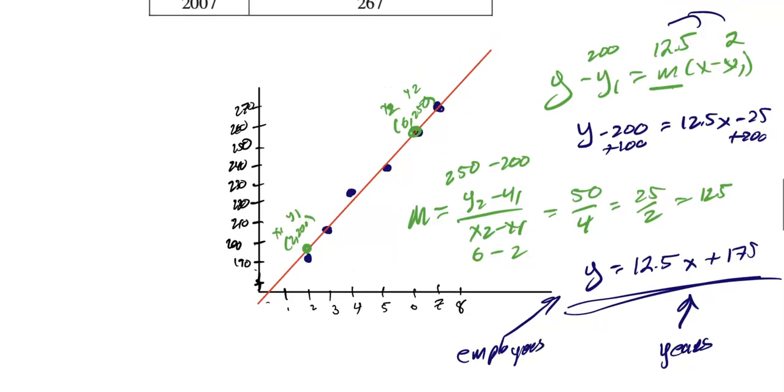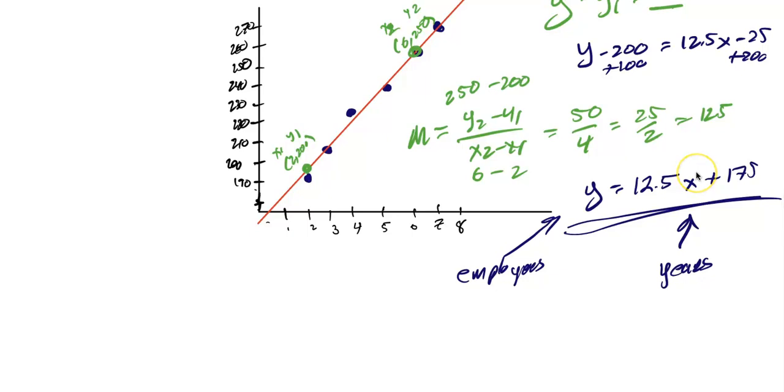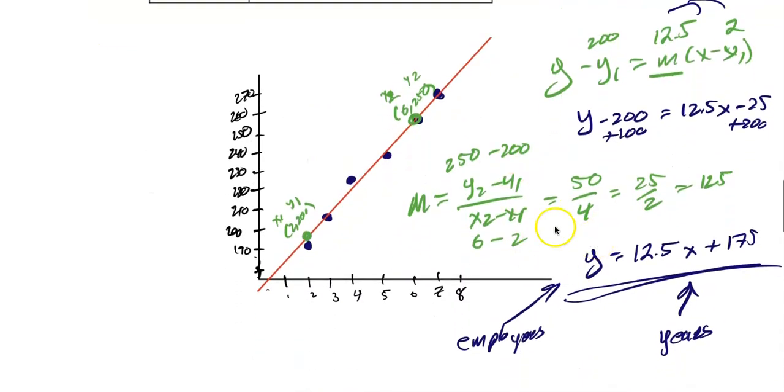So if I want to figure out how many employees there are in the year 2010, I'll just substitute 10 in for x, and then I get my answer. If I want to figure out when we're going to have 300,000 employees, you plug 300 into here, because it's in thousands. Then you can figure out in what year you have the 300 thousand employees. So having an equation is a very important tool. And knowing how to make one is very important, right?